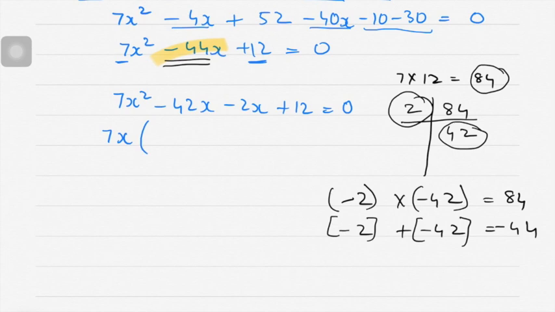So 7x is common. Okay. When you open the bracket, then x minus 6, because 7 sixes are 42, correct? Now I will bring minus out. Okay, so when I take minus out, minus 2, I will take it out. Then what will be remaining? X minus 6 will be remaining.